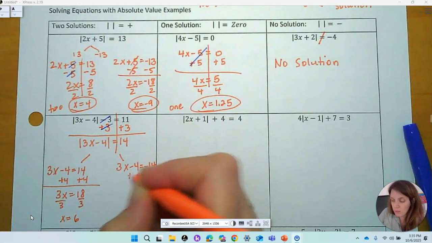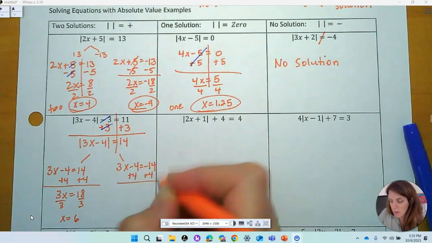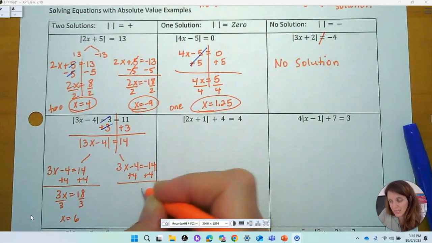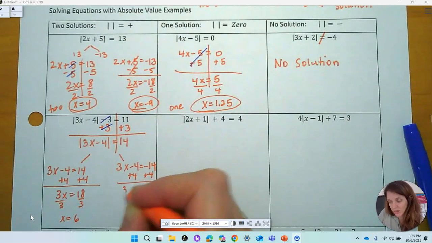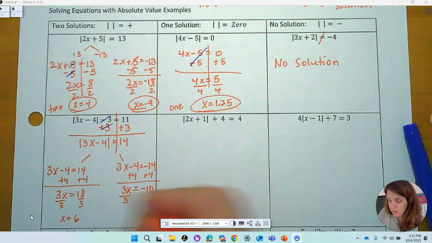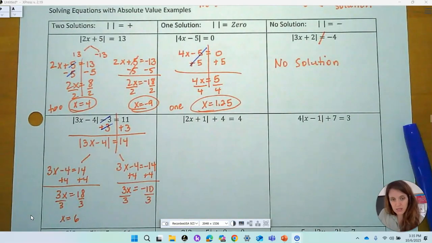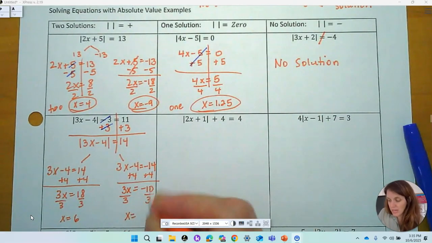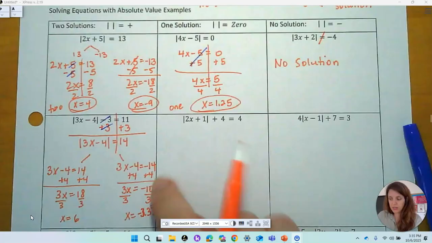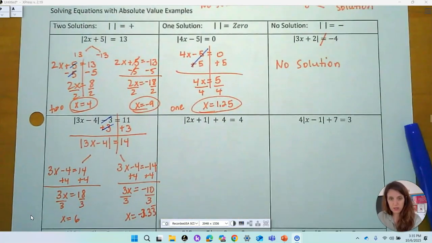And on this side, I'm going to do the exact same steps, but I will get a different number here, because negative 14 plus 4 is negative 10. So I get 3x is equal to negative 10, and then I divide by 3, and I divide by 3, and I get x is equal to negative 10 thirds, or negative 3.33. That's the decimal version of that. If you put this in your calculator, that's what you'll get.